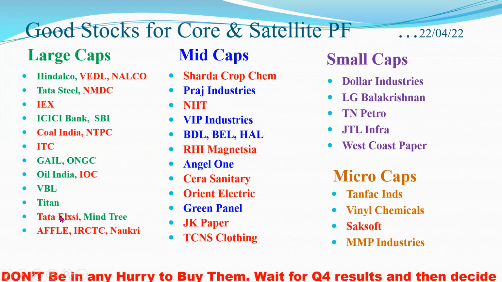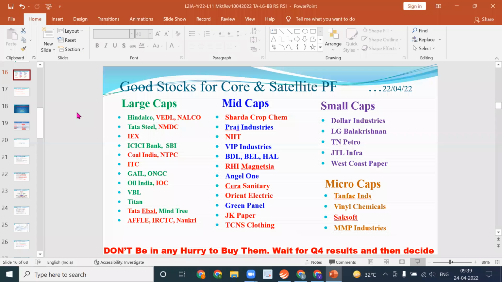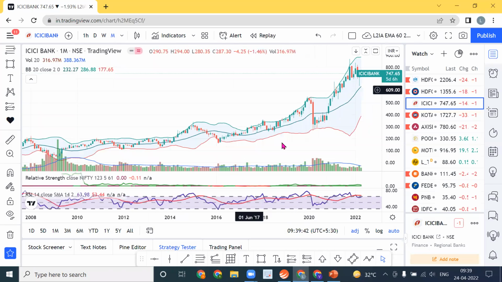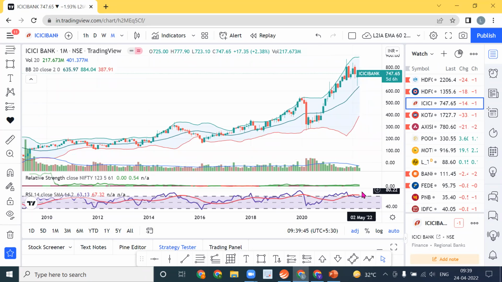Like Tata Elxsi is still very highly priced, but its free float is less. We are finding that the stock is going to go up and up only till the time some bad news comes. ICICI Bank is one of my good stocks, and here you can see it is actually moving up. See on the day chart, say this is my monthly chart. On the monthly chart, the green is above the zero line. Okay, the blue is touching the 65. It is traversing on the upper band.